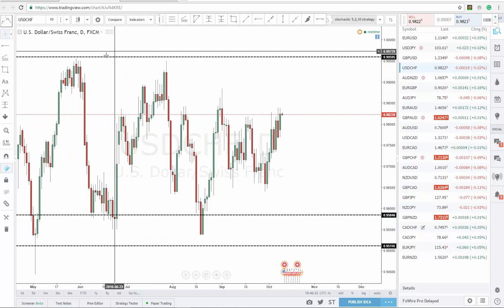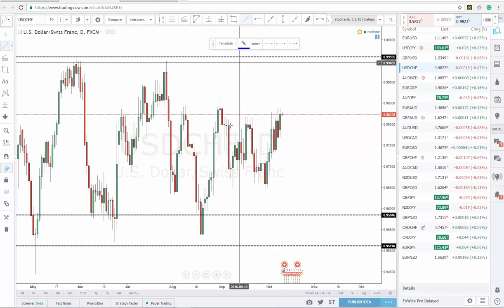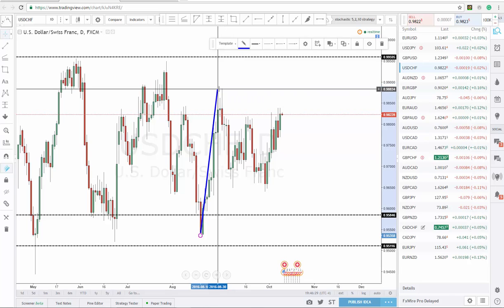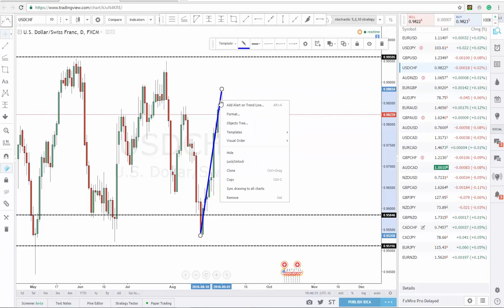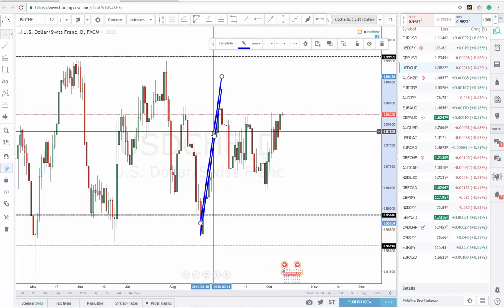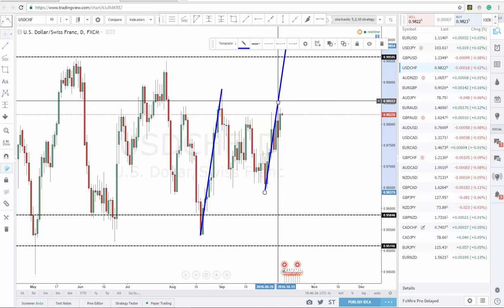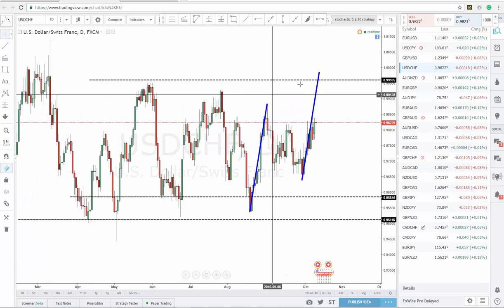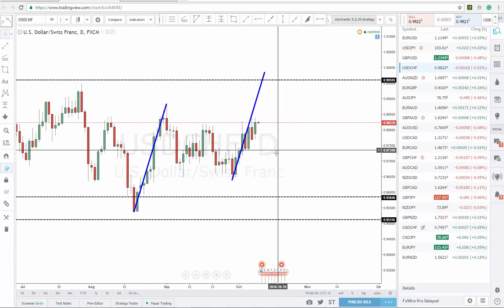So we have our resistance area here, and if we go ahead and draw in an ABC pattern, let's see if we can get any kind of confluence here in this area. Clone that leg from our lowest support. Yeah, that's pretty close. Okay, so we're pretty close to resistance with the ABCD pattern.